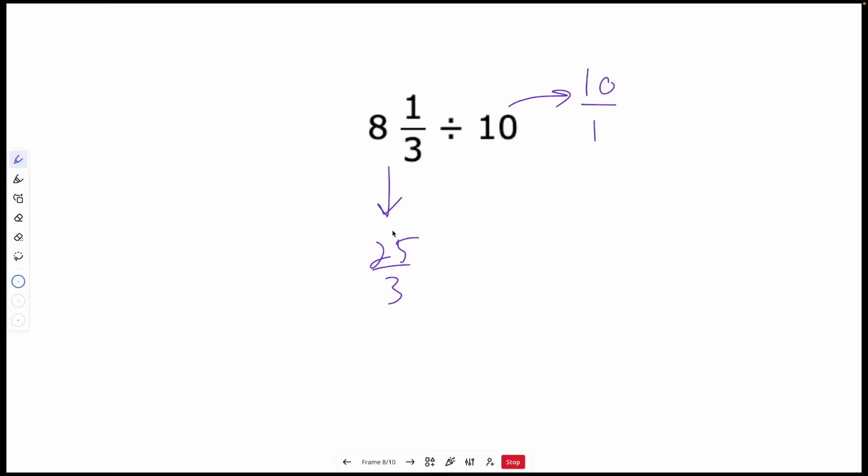So now let's keep the first fraction. Let's change it to multiplication, and let's flip the second fraction. And now we just do our normal process. 25 over 30 can be reduced by 5 if you want. So that will give you 5 over 6, final answer.